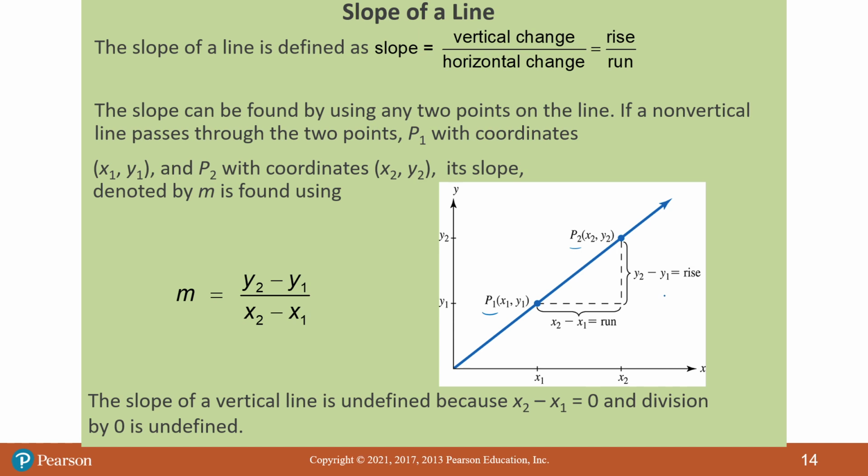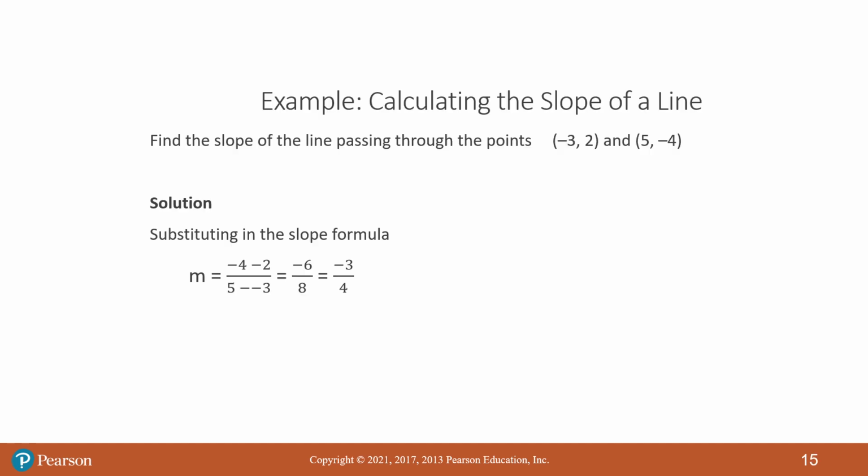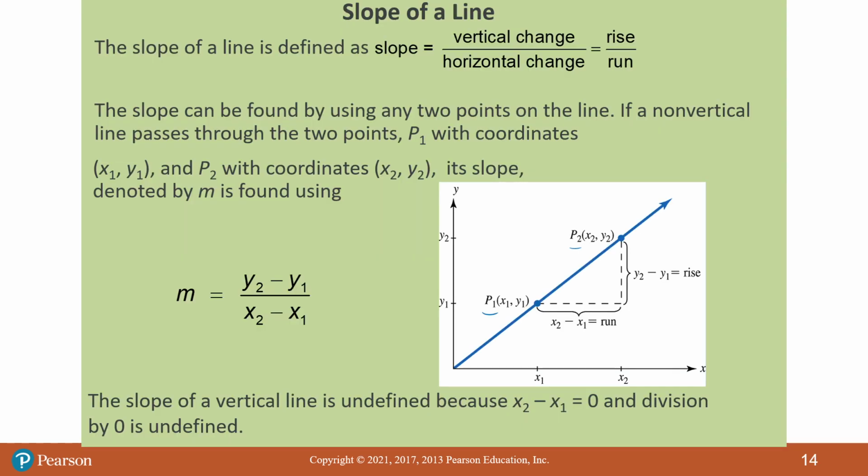All right, the slope of a vertical line now is undefined because x2 minus x1 is 0, and a division by 0 is undefined. And the slope of a horizontal line is 0. Okay, now, just for these little caveats right here.